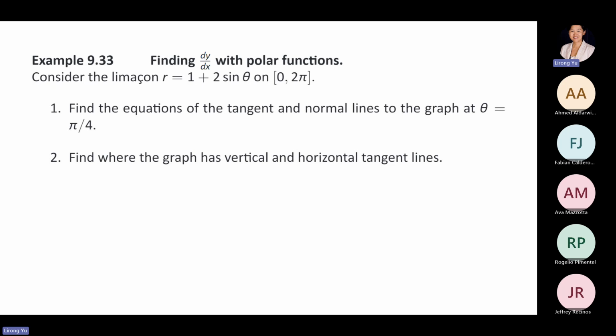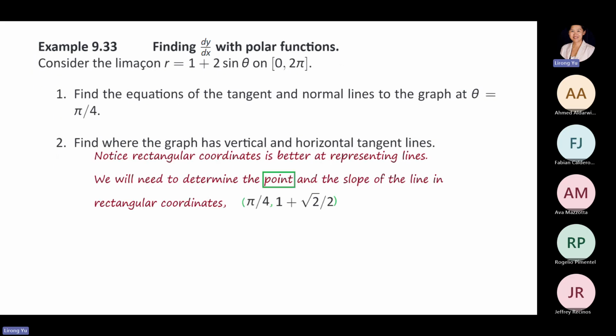But lines are very difficult to study if you only use the polar equation and polar function. So we're going to convert back to the rectangular form, because the rectangular form of a line is easier to handle. This is the reason: rectangular form is better at representing lines. Therefore, we are converting it into the equation in rectangular coordinates.